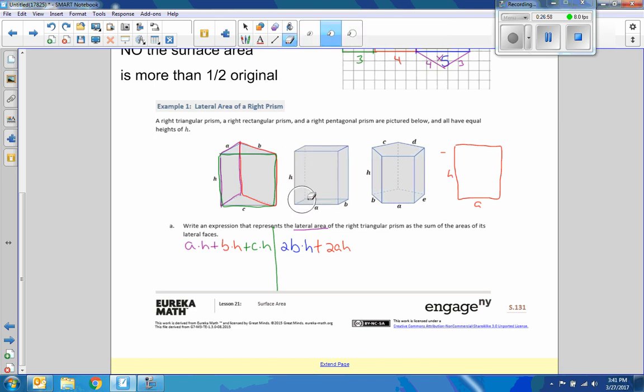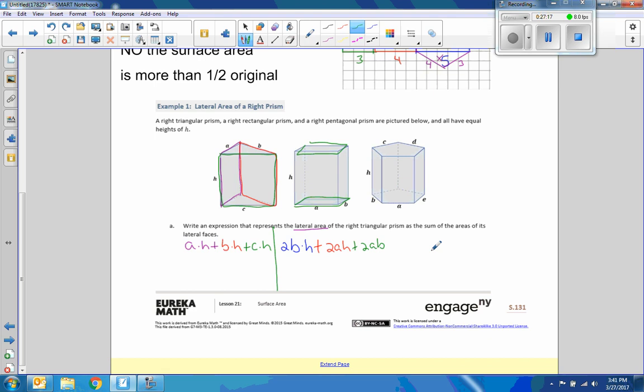And then finally we do the last piece, and that is the top and the bottom, which is this piece here and this piece here. Okay, and that's A by B, so that's going to be 2AB. Okay, so that's the expression for that one. Okay, so now we'll move on to the next one.